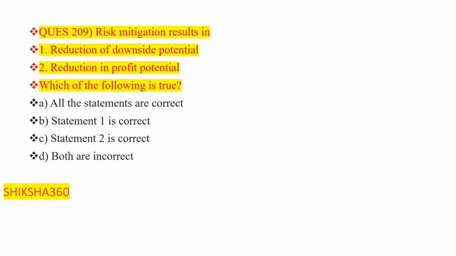Option A is all the statements are correct. Option B is statement 1 is correct. Option C is statement 2 is correct. Option D is both are incorrect. Clear? So risk mitigation results in reduction of downside potential. This one is correct. Reduction in profit potential. This one is also correct. So both are correct. So option number A is the answer, that is all the statements given are correct here.